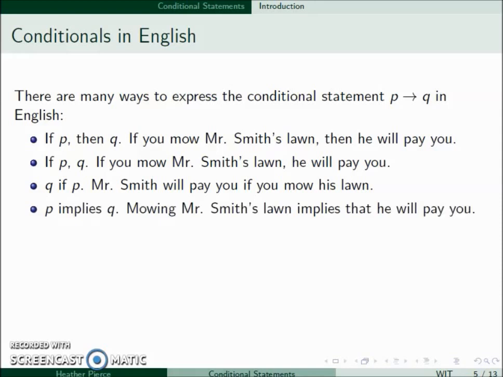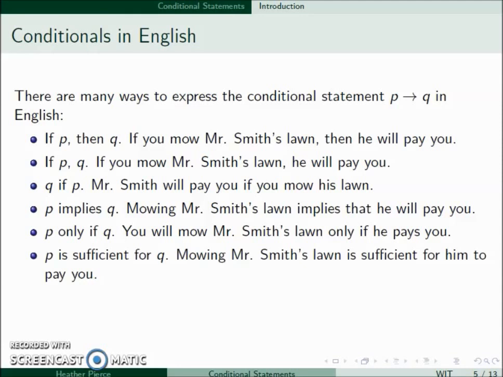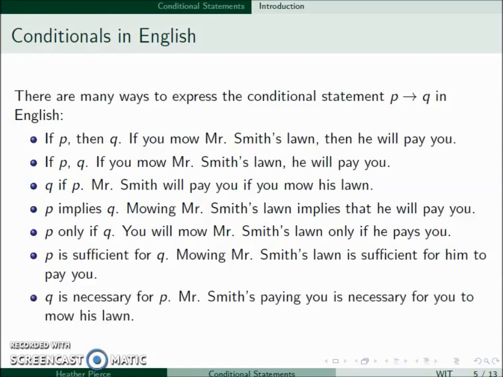We have P implies Q: mowing Mr. Smith's lawn implies that he will pay you. P only if Q: you will mow Mr. Smith's lawn only if he pays you. P is sufficient for Q: mowing Mr. Smith's lawn is sufficient for him to pay you. Q is necessary for P, so Mr. Smith's paying you is necessary for you to mow his lawn.